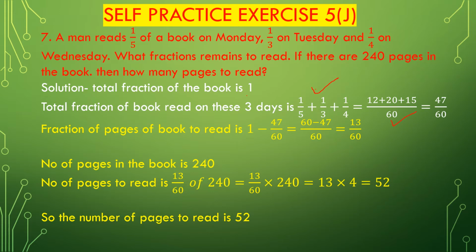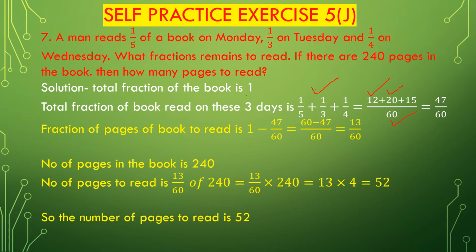Now divide this LCM 60 with denominator 5 of 1 divided by 5. 60 divided by 5 is 12. Multiply 12 with numerator 1. 1 multiplied with 12 is 12. Now divide the LCM 60 with the denominator 3 of 1 divided by 3. 60 divided by 3 is 20. 20 multiplied with numerator 1 is 20.